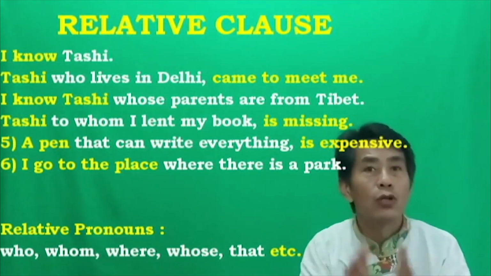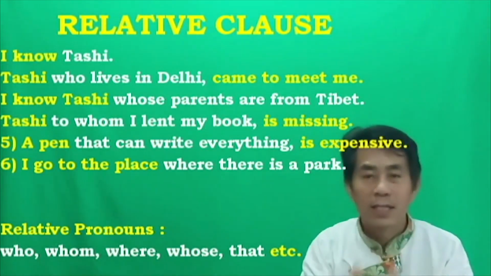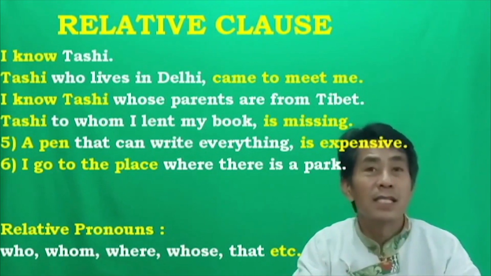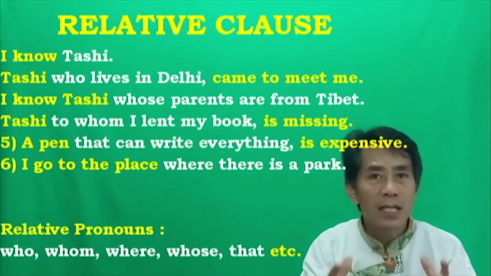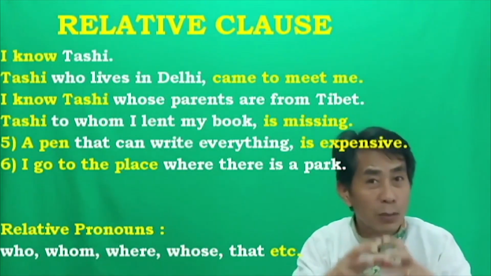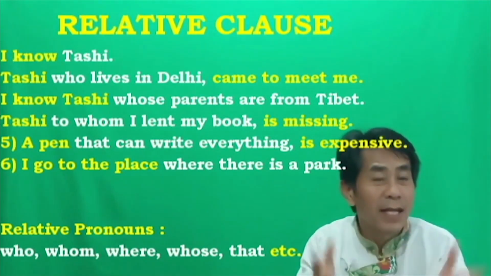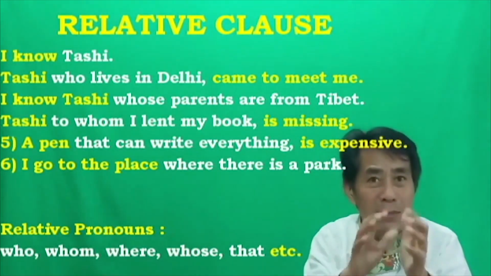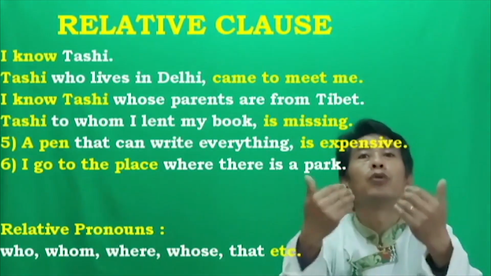Now try to understand this. I know Tashi. Tashi is just a noun. So I know Tashi. Now, since this is an adjective, let us try to describe Tashi. Tashi, who lives in Delhi, came to meet me. You see, there are so many Tashi. Now I'm just trying to define Tashi. You know an adjective defines a noun. So, Tashi who lives in Delhi. Out of so many Tashi, I'm talking about one Tashi. Tashi who lives in Delhi came to meet me.